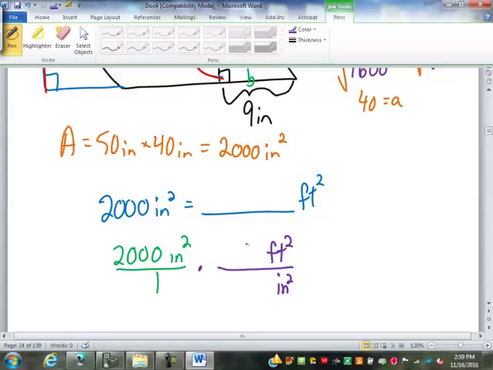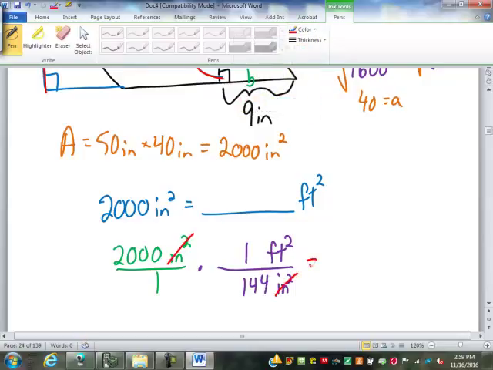So to do this conversion, 1 square foot is how many square inches? Somebody's got to find it. Guys, answer yourselves. 1 square foot is how many square inches? 144. There we go, 144.